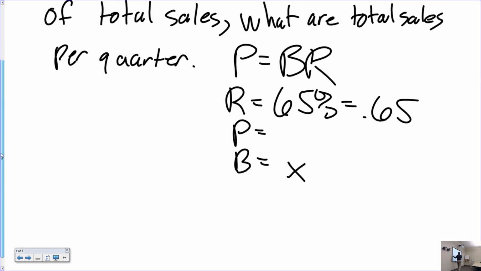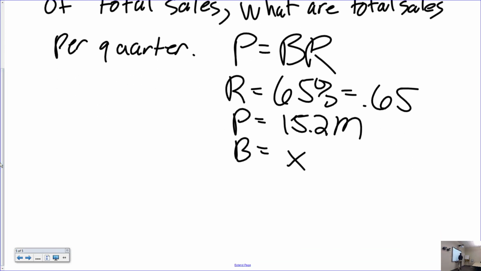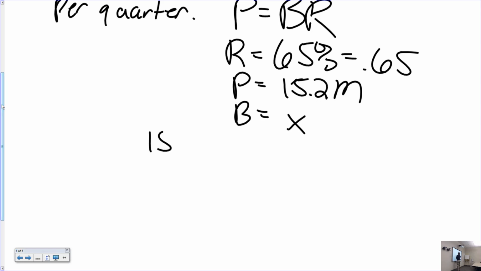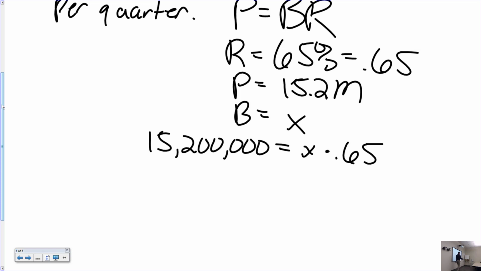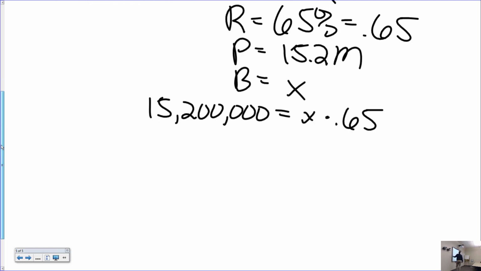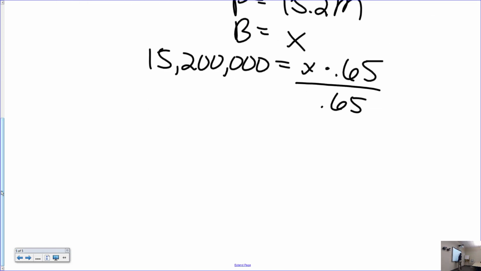Okay? So, again, this is just me trying to give you helpful tricks to solve these sorts of problems. All right. So, now just substitute into the formula and solve, right? So 15.2 million, 15,200,000, please don't screw that up, equals x times 0.65. What am I going to do to get x by itself? Divide by the 0.65. Okay. And what's 15,200,000 divided by 0.65? Again, this is money. You know where to round.